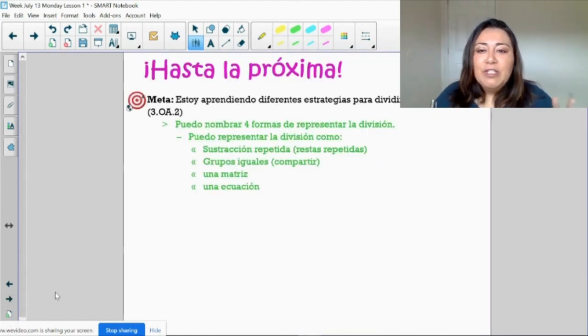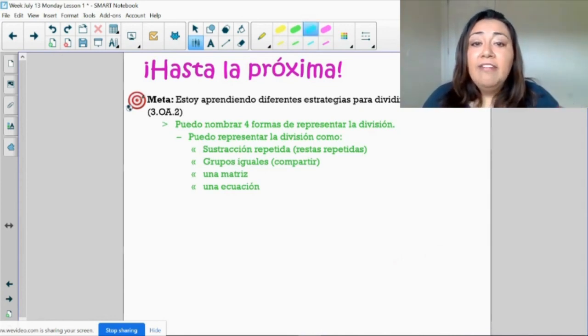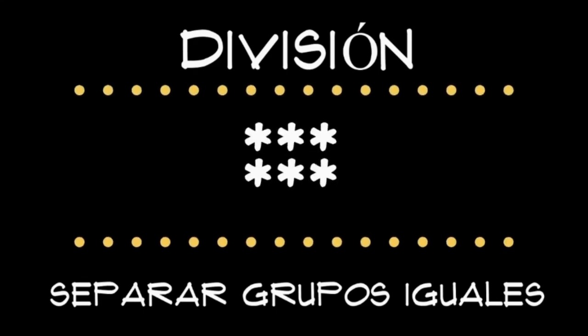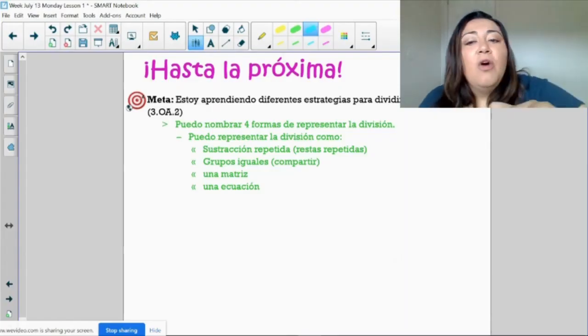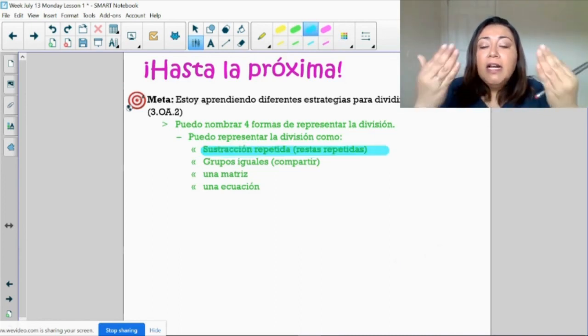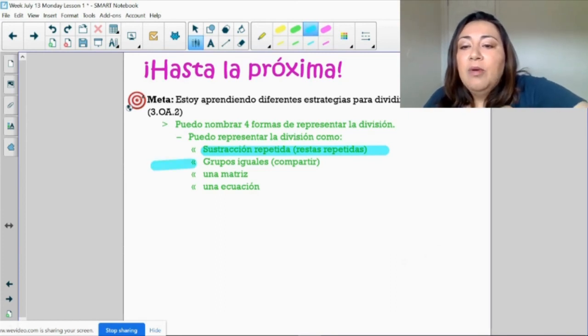Bueno, niños y niñas, hemos llegado hasta el final de nuestra lección. Su trabajo el día de hoy era poder nombrar diferentes estrategias para dividir y para representar la división. Separar en grupos iguales. Hoy nos enfocamos en sustracción repetida, restando grupos iguales hasta llegar a 0 y ver cuántos nos tomó.